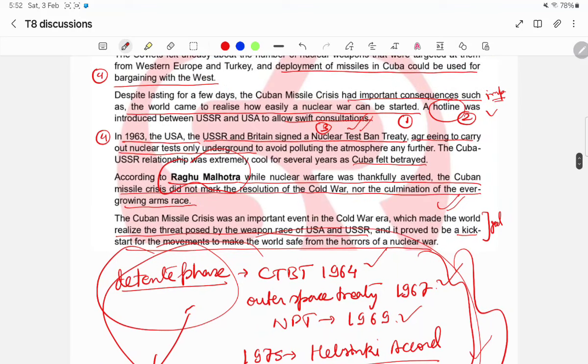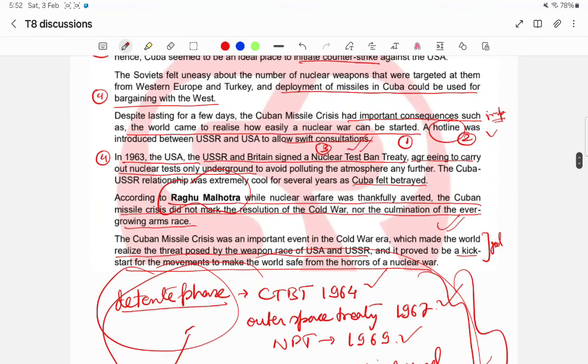And you can write about what were the consequences. The consequences were these: the crisis was averted, there was the development of a hotline, okay, then there was the signing of the nuclear test ban treaty between Americans, Soviets and the British, that they will not do above-ground nuclear testing, they will do it only underground, okay. And Raghu Malhotra comments that nuclear warfare was thankfully averted. The Cuban Missile Crisis did not mark the resolution of the Cold War nor the culmination of the ever-growing arms race. Means that the Cold War continued and the arms race continued even then. Okay.